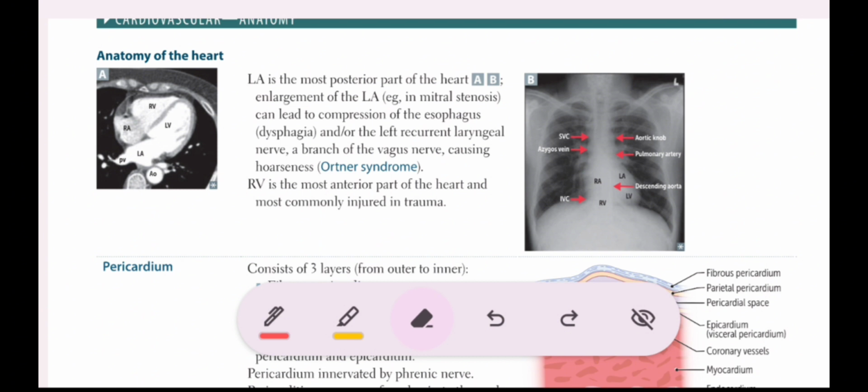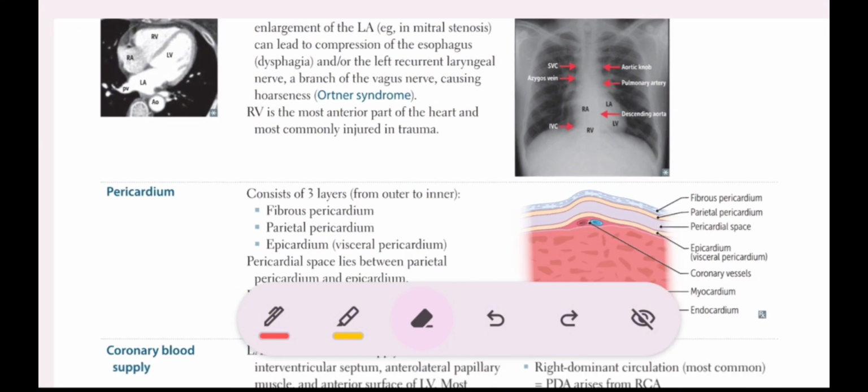Just as the left atrium is placed most posteriorly, the right ventricle is the most anterior part of the heart, and it is most commonly injured during trauma to the epigastric region.